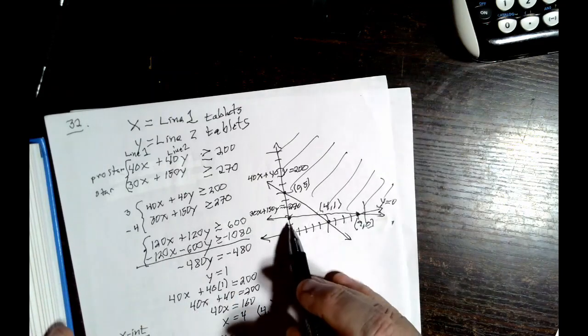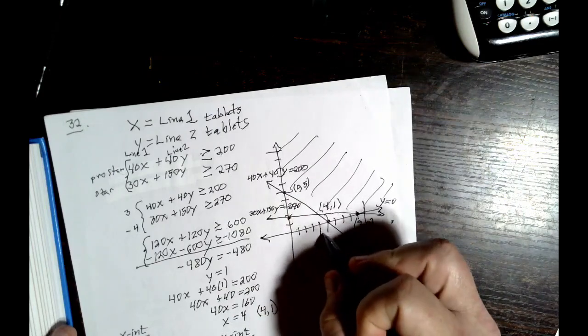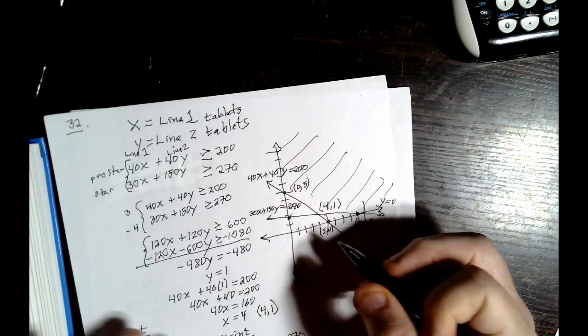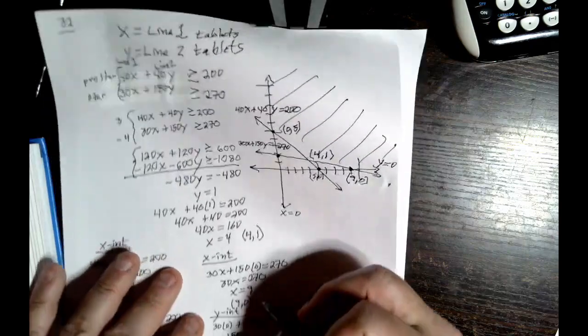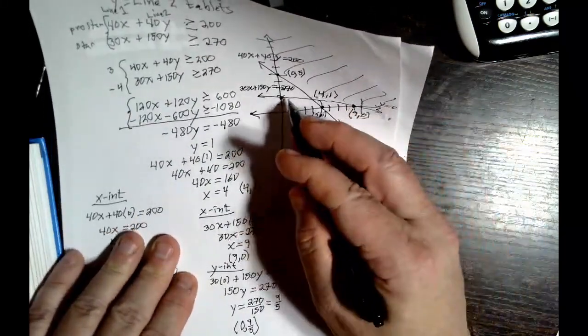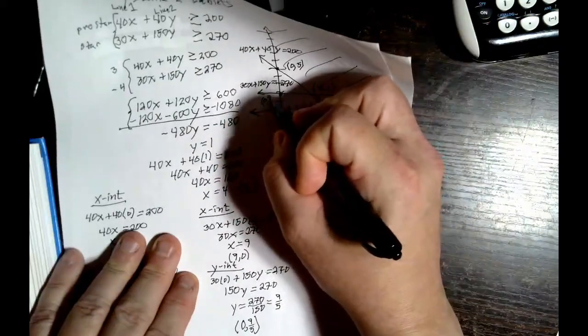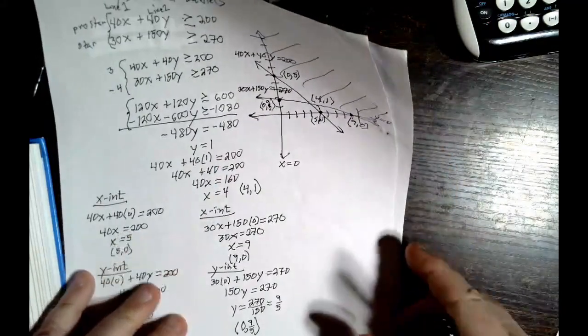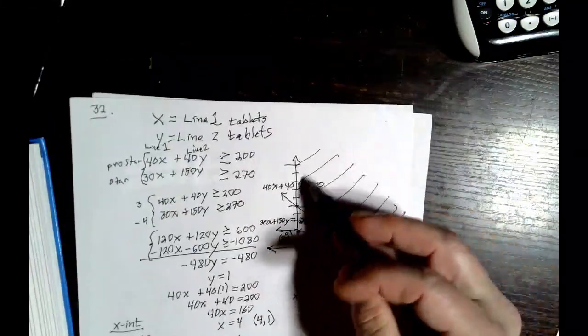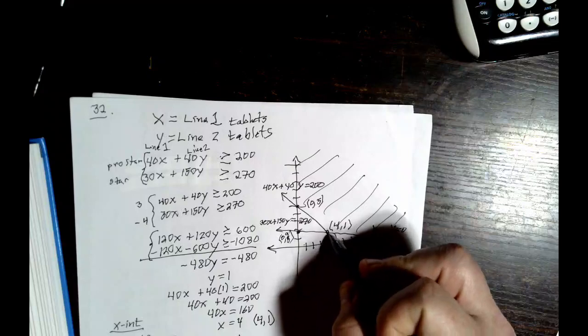I find my intercepts by using (0, 5) and (5, 0). And this one has (9, 0) and (0, 9/5). Alright, and so you shade the right region and you end up shading this, and you've got 3 corners.